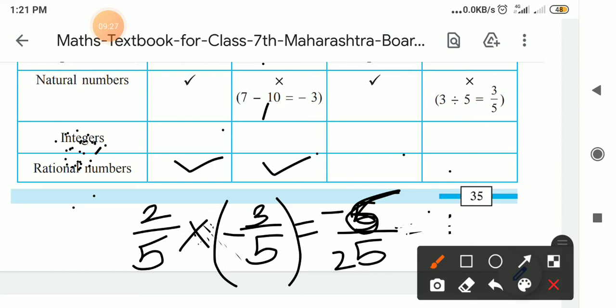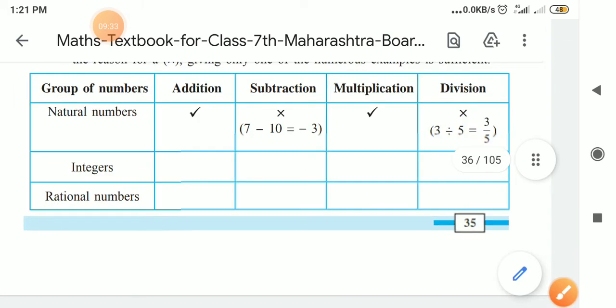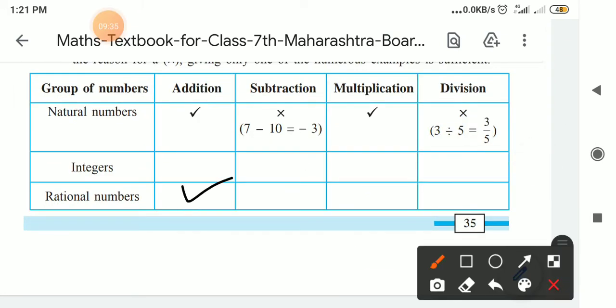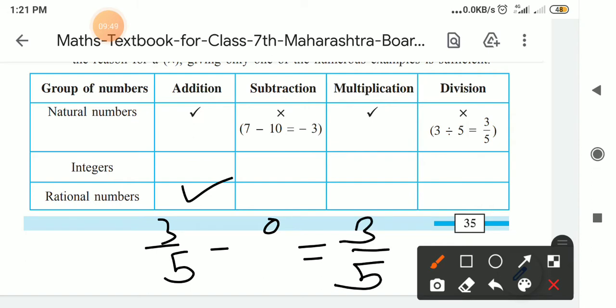Now the next point: we have to do addition and subtraction, no? So addition will also come inside, and subtraction also. 3 upon 5 minus 4 upon, suppose I take 0 here. Any number minus 0 is the same number, that is 3 upon 5. So subtraction also gives a rational number. 3 upon 5 is rational. The condition for rational numbers is that the denominator of the number must not be 0.